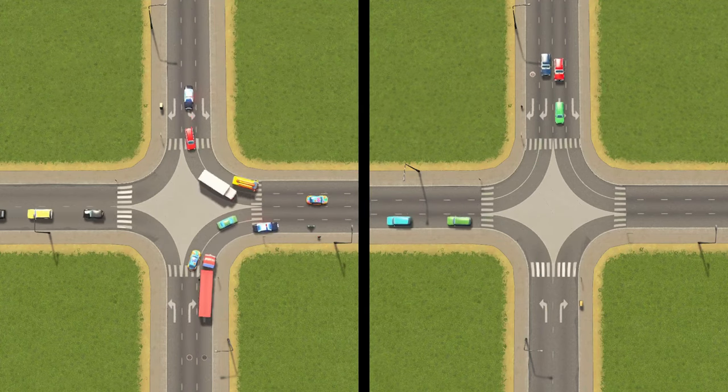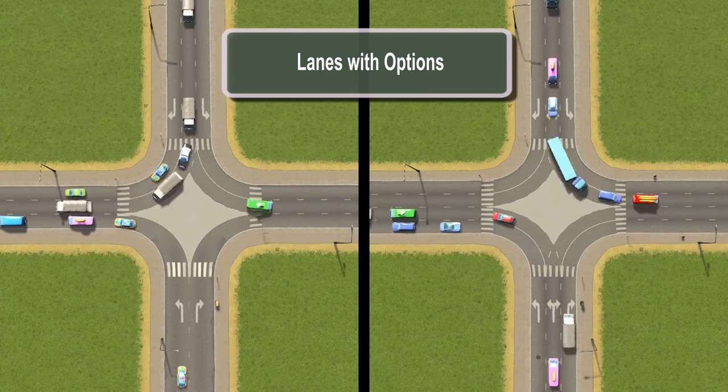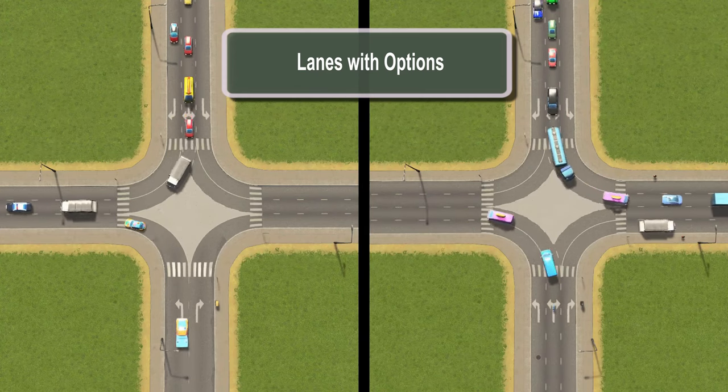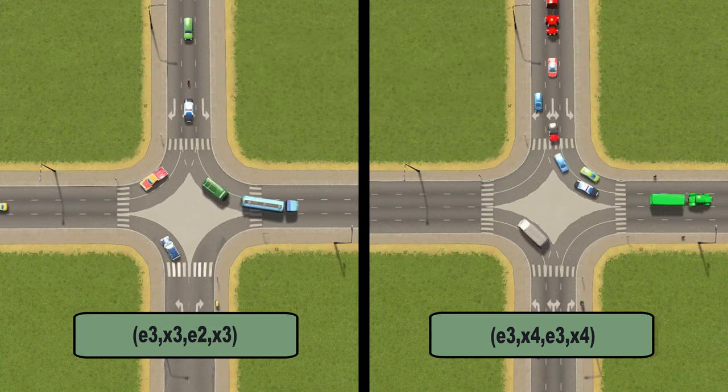Next, what if we have some lanes that give you the option to change direction at the intersection? Well, they might be a bit dangerous for the indecisive drivers out there, but we get some options like these.